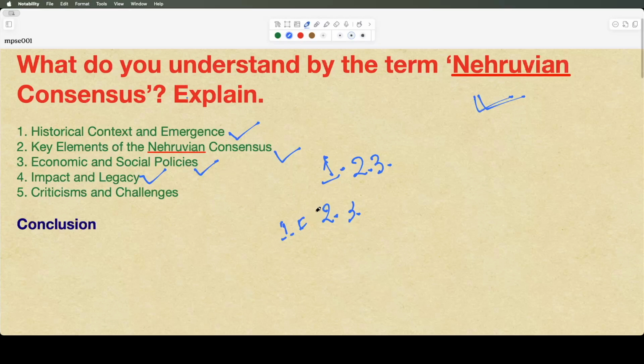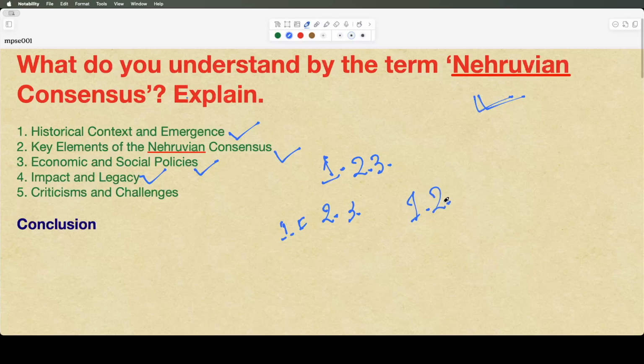First impact, we will discuss economic transformation. The Nehruvian Consensus laid the foundation for India's economic transformation. The focus on industrialization and infrastructure development created the necessary conditions for future economic growth. The emphasis on self-reliance and import substitution helped reduce dependency on foreign goods and technology.